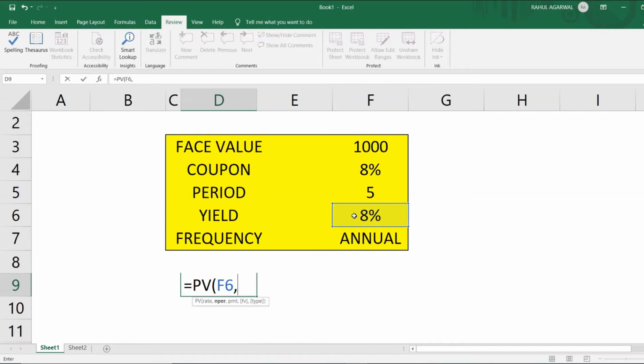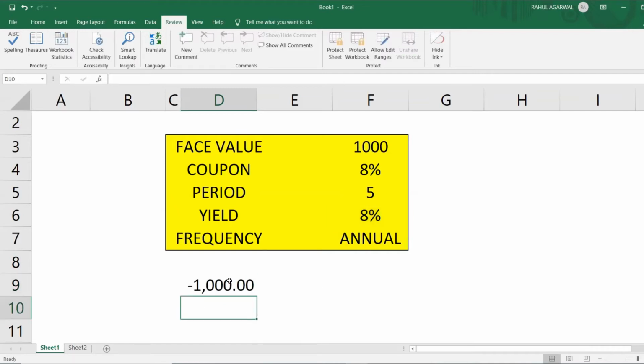So yield is 8, NPER is 5 times, right? PMT is 1,000 into 8%, which is 80, and 1,000 is the face value. Why 1,000 as future value? Because we'll receive 1,000 rupees after 5 years, as the bond gives the face value back at the time of maturity. And type will be 0 because you receive the coupon at the end of the period. So this will be the price of the bond.